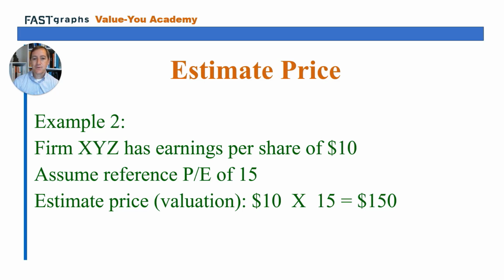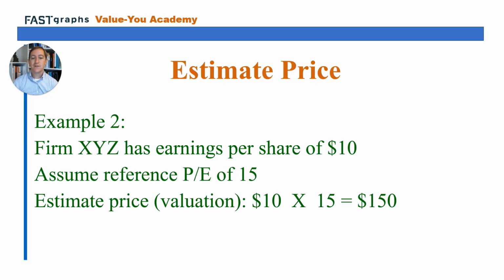Let's look at a second example. Let's say firm XYZ has earnings per share of $10. Well, let's assume that same reference PE of 15, and let's estimate price. Let's value this firm by taking that $10 per share and multiplying by the reference multiple of 15 to get $150. So the actual valuation or calculation of the price estimate is incredibly simple and straightforward.